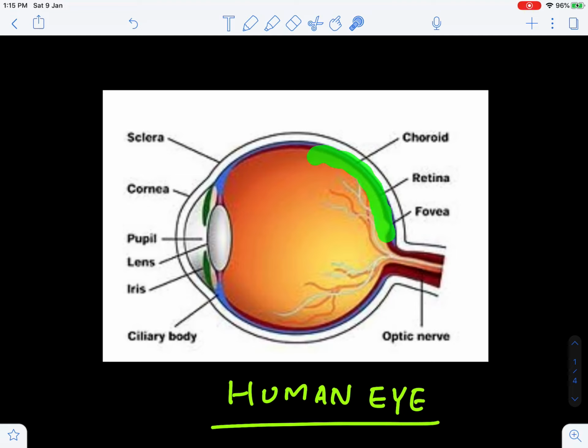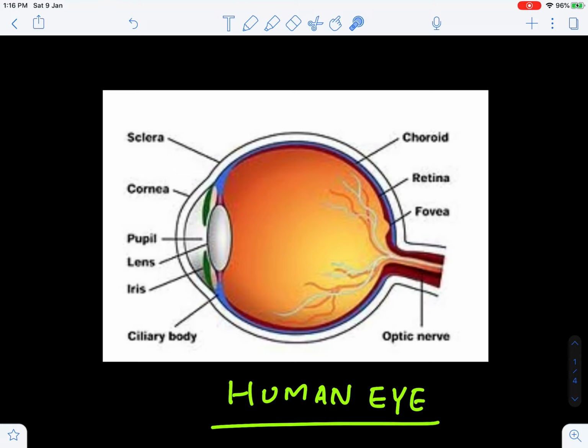This portion is the retina, and here is written choroid. This screen here is basically the retina. This is the choroid, and this is the fovea, and these are the optic nerves. There is a blind spot here. Now these are the things which we have to understand one by one.